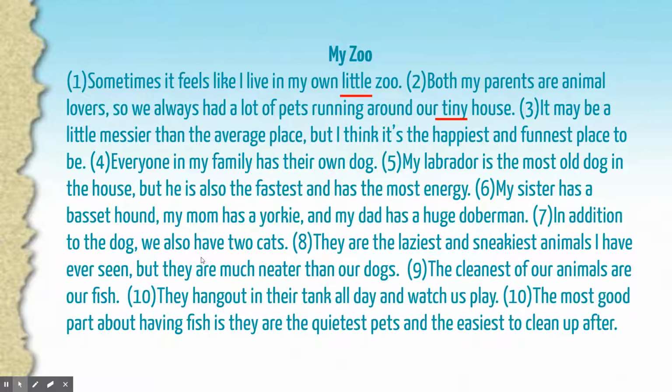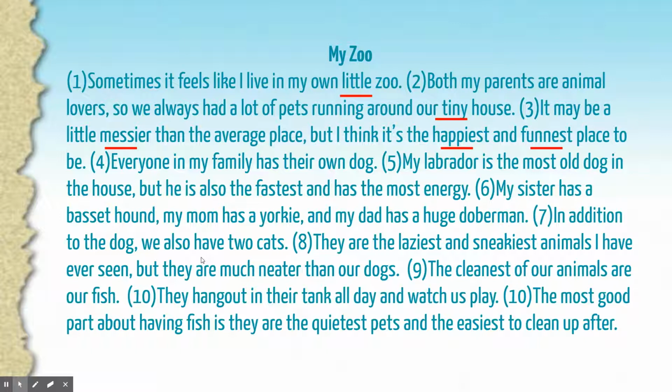Number 3, it may be a little messier than the average place, but I think it's the happiest and funnest place to be. I want you to write all of the adjectives that you see in this sentence. You should have said messier. So it is comparing it to all of the other places. It is happiest. Again, it is comparing their house to all of the other houses.